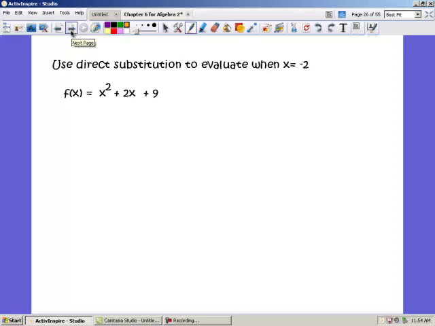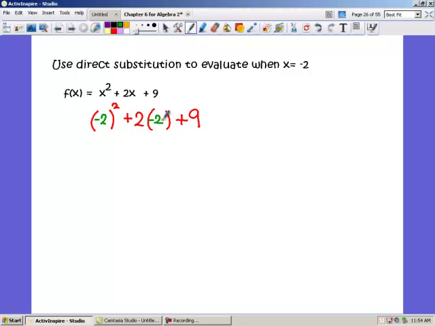Okay, next we're talking about direct substitution to evaluate this function when x equals -2. And direct substitution is just saying put -2 directly into this equation and figure out what the answer is. And we've all done this in algebra, pre-algebra. So I'm going to put -2 every single place that I see an x. And it's always good to put parentheses.